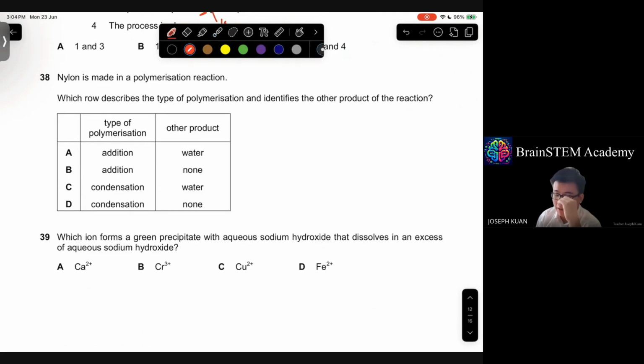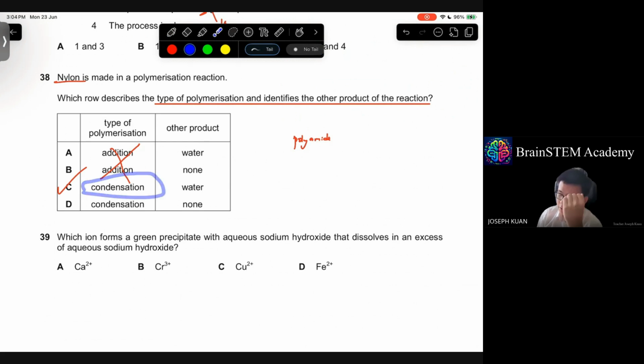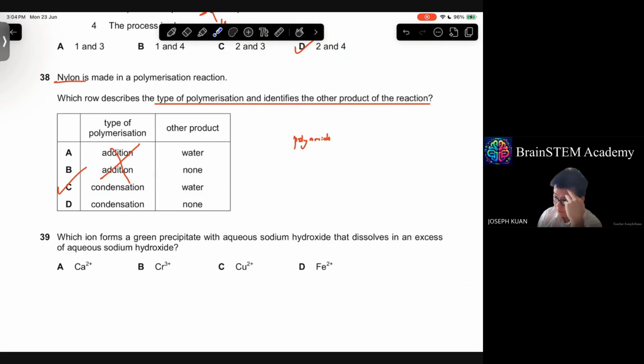38. Nylon is made in a polymerization reaction. Which row describes the type of polymerization and identifies the other product of the reaction? So nylon is actually a polyamide. Polyamides are created using a condensation reaction, which forms water as a product. Because the meaning of condensation is that you remove a small molecule to form covalent bonds between monomers, right? So addition reactions are for unsaturated substances like alkenes. So the answer here is C, right?